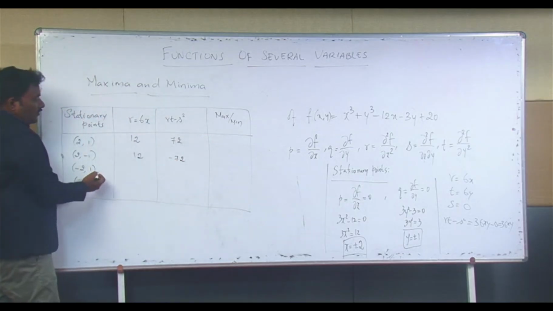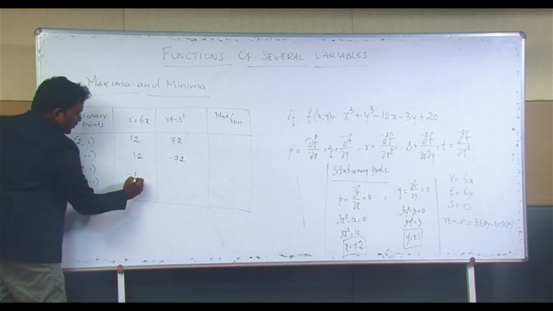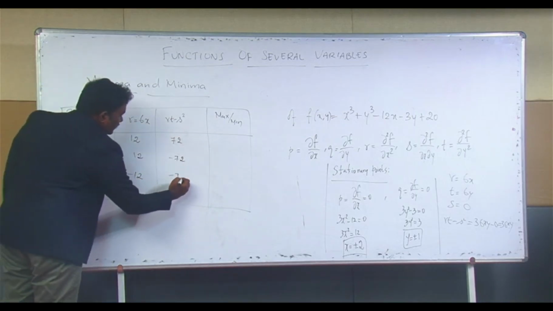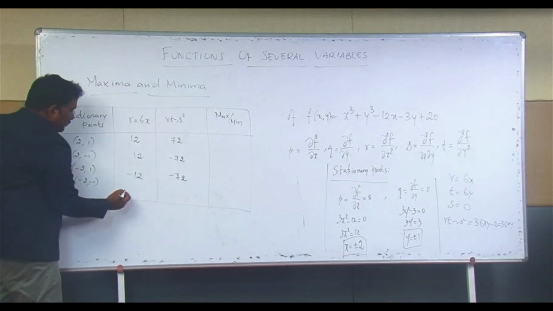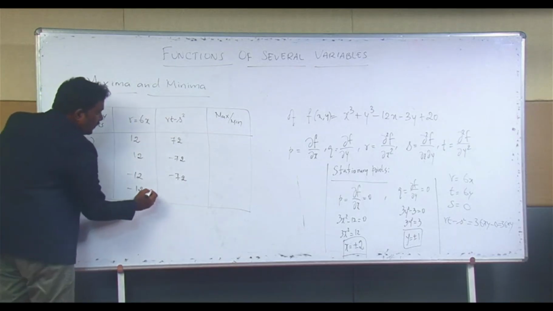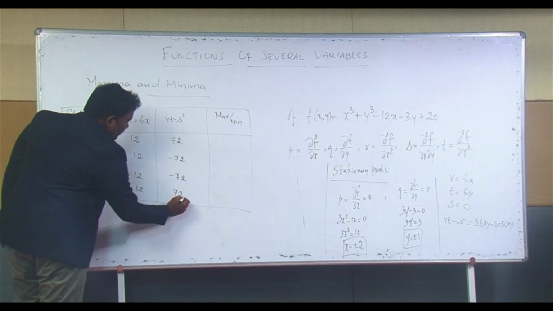So this (minus 2, 1) can be replaced here. So it becomes minus 12 and minus 72. So (minus 2, minus 1), if you replace it here, becomes minus 12 and plus 72.